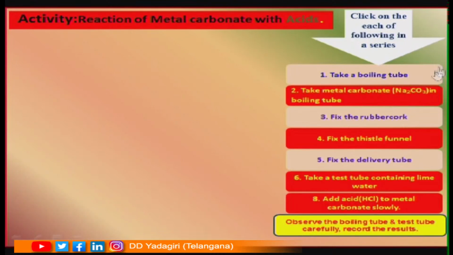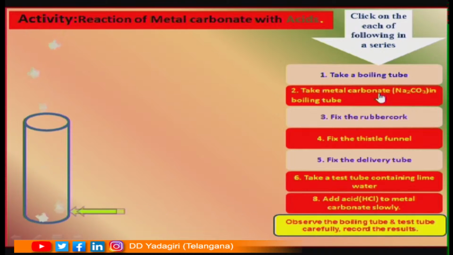Now, children, we will have a small simulation for our experiment, that is metal carbonates reacting with acidic solution. How do these metal carbonates react with acidic solution? Here we have a small simulation and experimental setup. Now, let us look at it. Take a boiling tube. Add a metal carbonate to it. The best example for a metal carbonate is sodium carbonate, washing soda. It is generally available at our homes also.